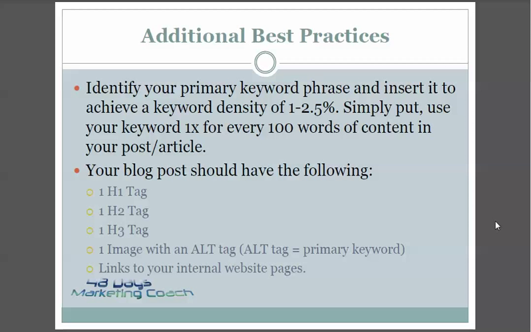Okay, and the alt tag is the primary keyword that you're building your article around. Your post should also have links to your internal website pages. Now, if you're writing in WordPress, which all of the writing that I do in my websites and websites that I build for my clients are in WordPress because it's an extremely user-friendly and intuitive content management system. The H1, H2, and H3 tags are pretty easy to find.